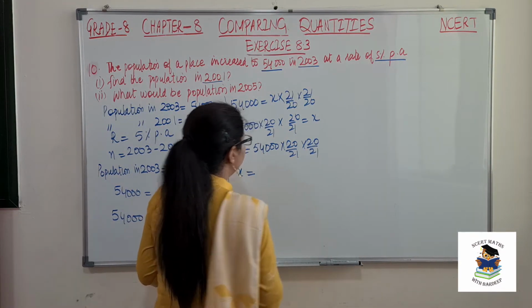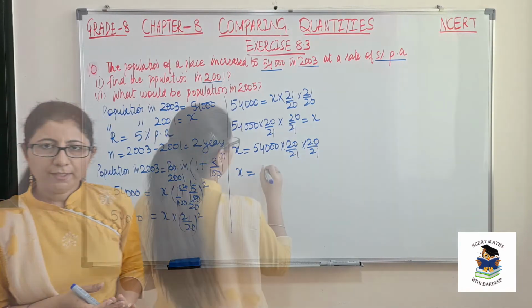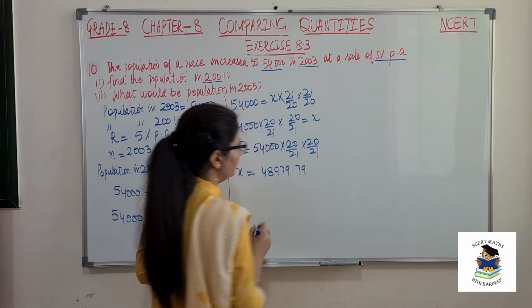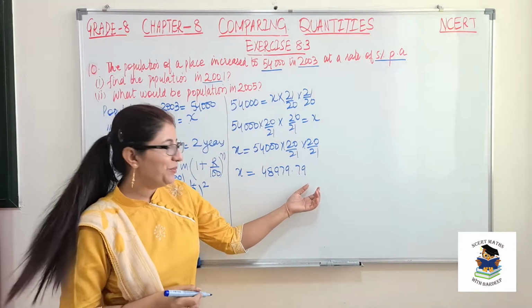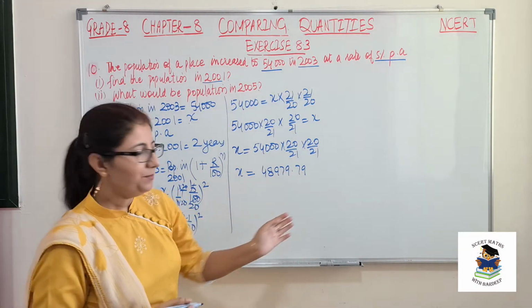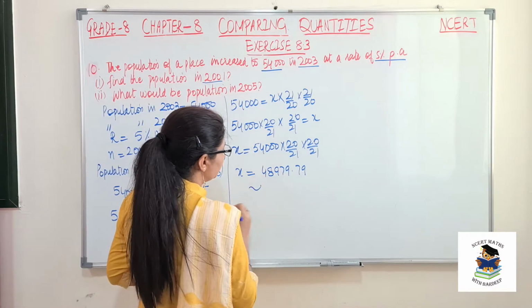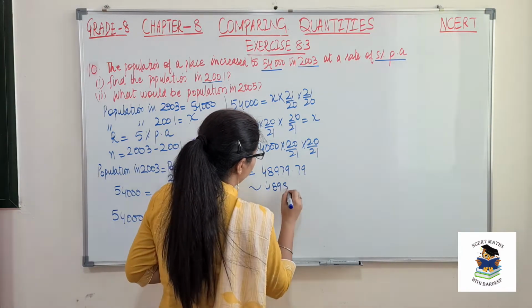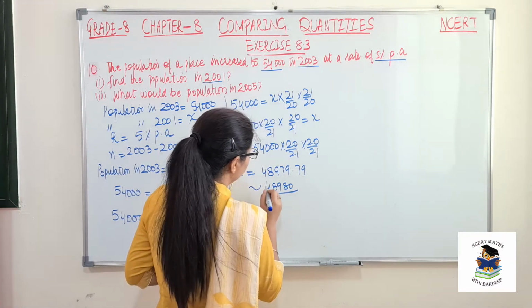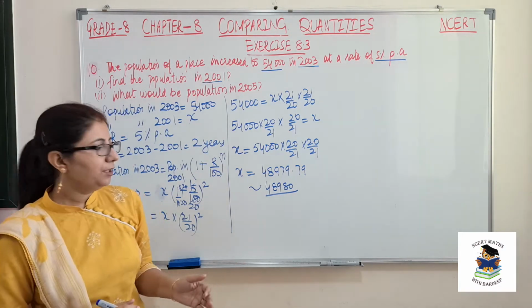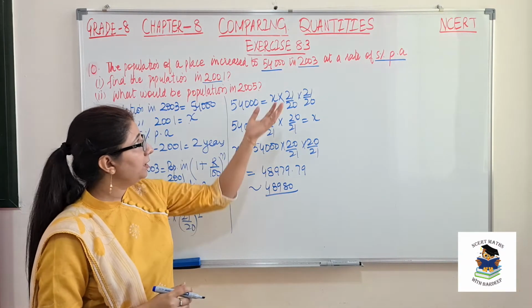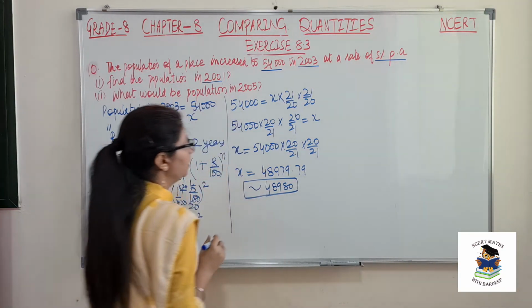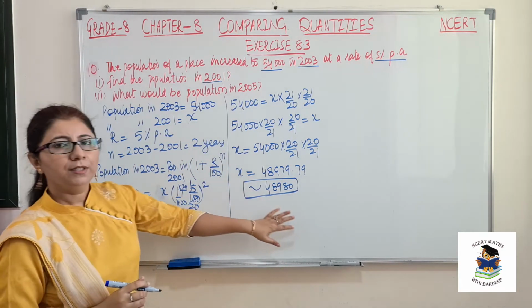When you simplify this, you will get 48979.79. Since human beings cannot be in decimals, we will estimate this, that is, let us suppose this to be near to 48980. Okay, so this should be the estimated population of the city in 2001. This should be our answer for the first part.